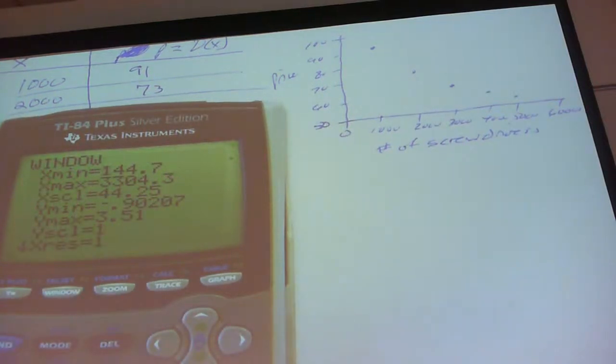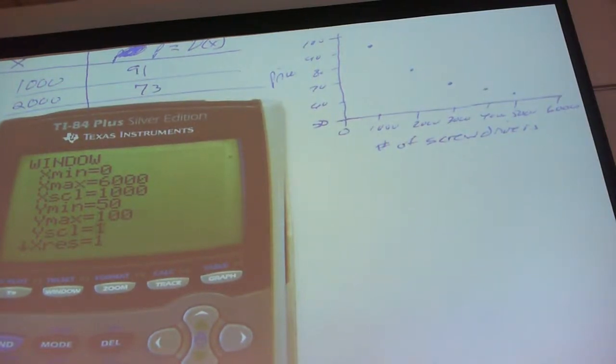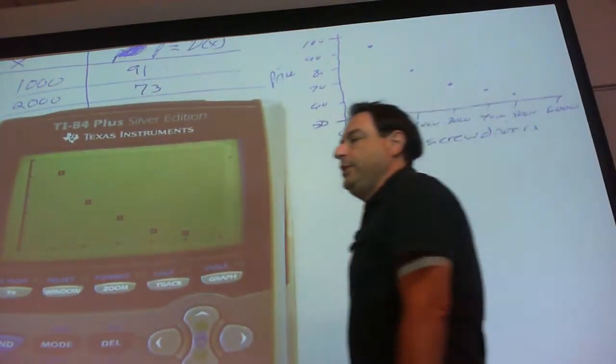What is our x minimum? X maximum? X scale? Y minimum? 50. Y max? 100. And Y scale? Hit graph. There's your dots. Anybody need help with that? It's the same for linear, quadratic, cubic, exponential. Question? If you didn't get it, raise your hand. I'll come over and check.